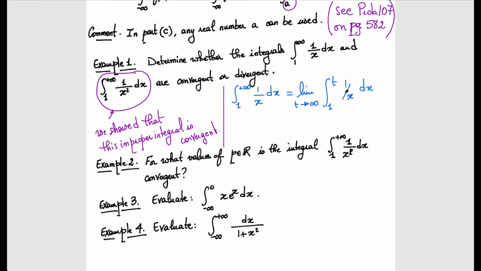So what's the primitive of 1 over x? It's ln of the absolute value of x, right? So we get the limit as t goes to infinity of ln of the absolute value of x, but x here is positive, it's bigger than 1, between 1 and t. Let's keep it this way, between 1 and t. And this is the limit as t goes to infinity of ln of t, and t here is bigger than 1, so positive, let's forget about the absolute value, minus ln of 1. ln of 1 is 0, right? This number is 0.